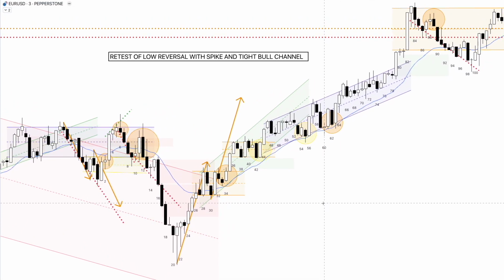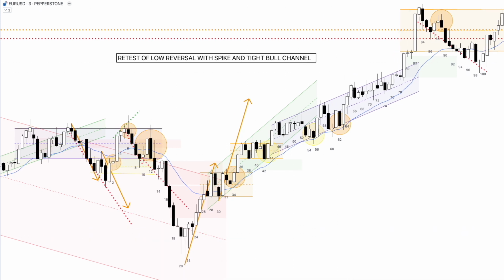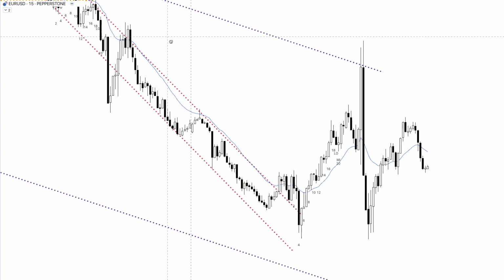Hello, this is yesterday's price action for the Euro USD 3-minute chart. We had a retest of a low of this pink channel, and then we had a spike and bull channel. Let's go up to the 15-minute chart to see how this formed.